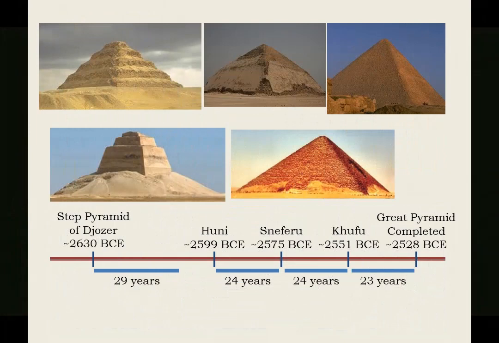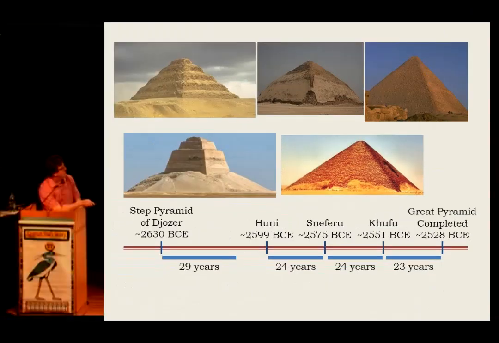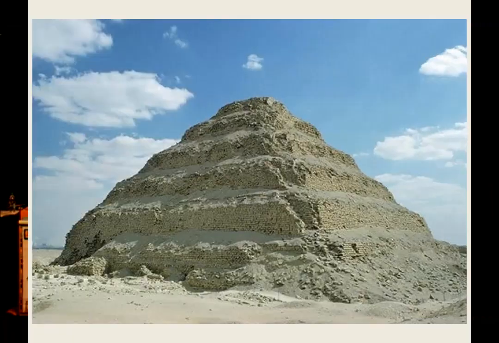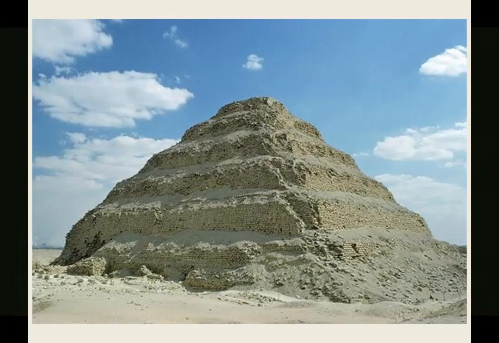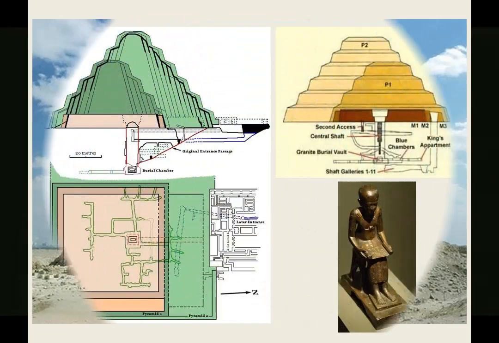We've got the step pyramid, and in order, this is the pyramid at Meydum, the bent pyramid, the red pyramid, and the great pyramid. And this is only about halfway through the Old Kingdom. I'm long-winded, so we're not actually going to talk about the 5th and 6th Dynasty pyramids that much. But the step pyramid, it's impressive. Now, the Great Pyramid is incredible, but the step pyramid is very impressive.